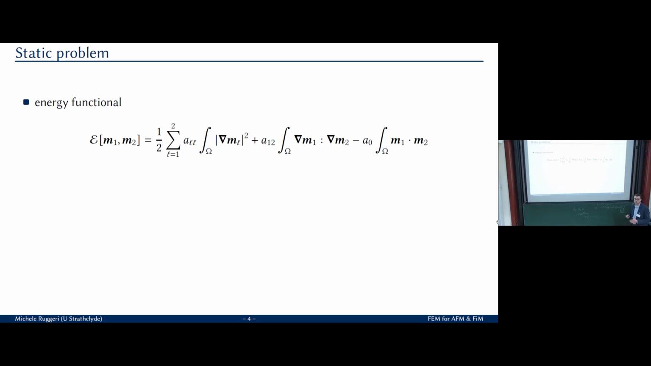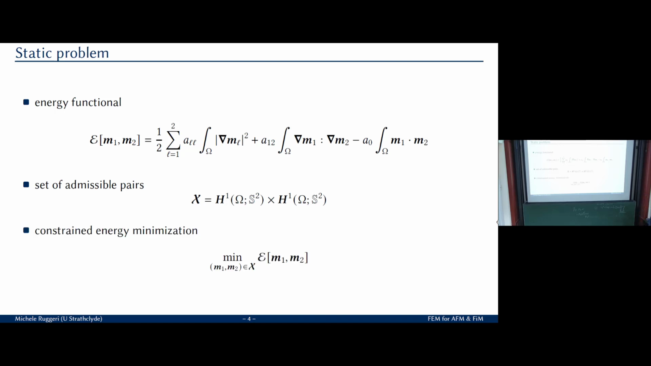Now I would like to pose the static problem, and this is very standard. I define the space in which I'm looking for a minimizer, the set of admissible pairs, which is this one. We want both fields to be H1 and sphere valued almost everywhere. And then we consider a constrained minimization problem: we want to minimize our energy functional in this set here.